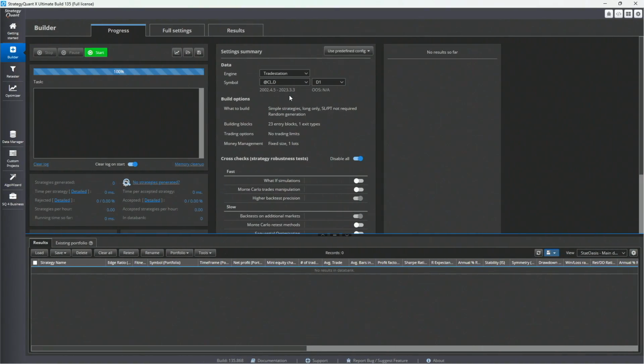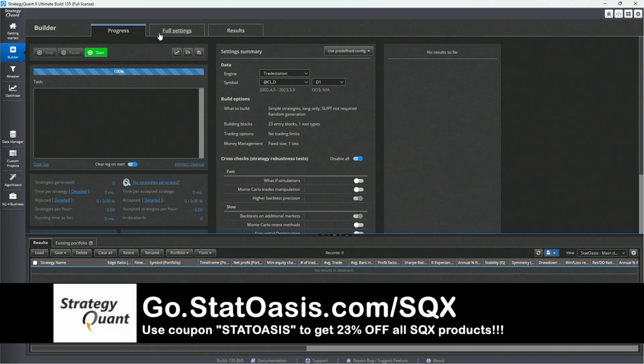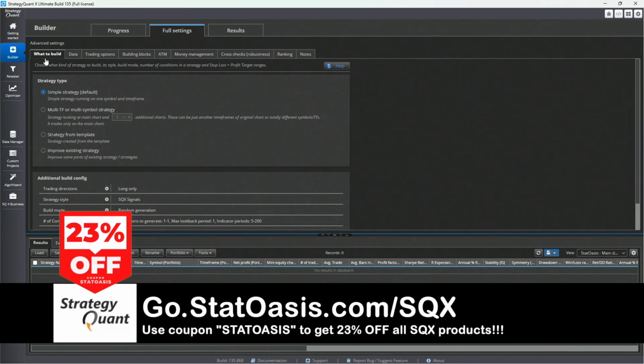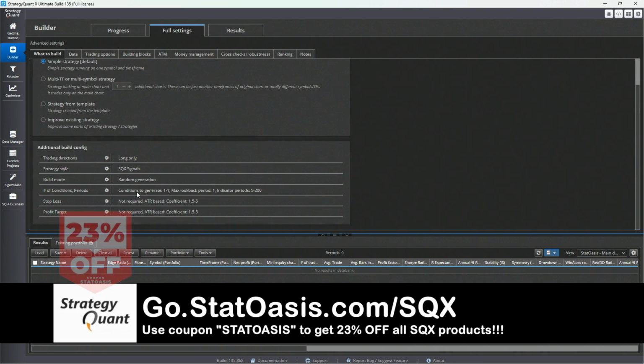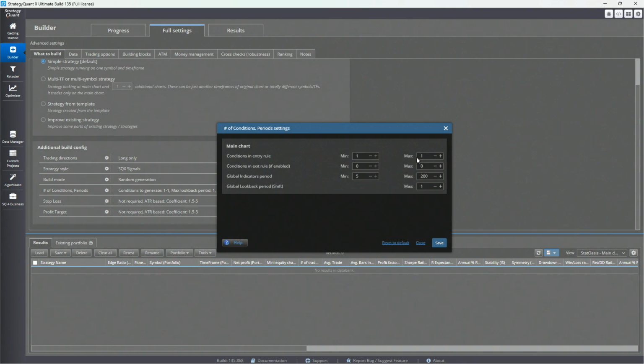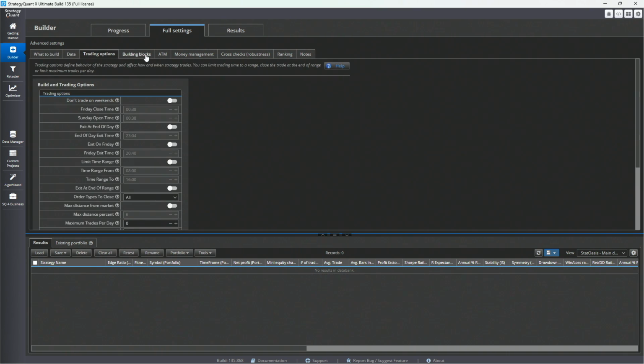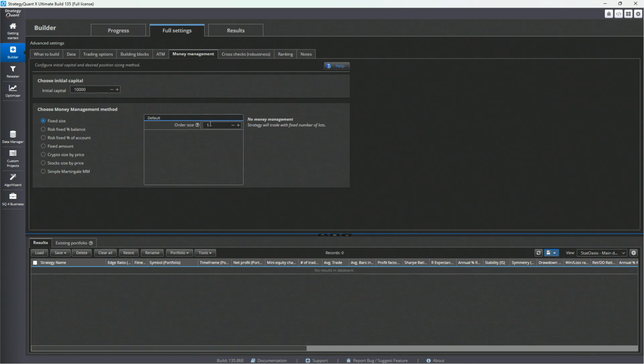So here we are in Strategy Quant X and I'm using TradeStation crude oil on daily bars. If we go to full settings, what to build: simple strategy, long only, random generation, and conditions 1. So I just want 1 and I'll show you what I will pick. And then stop loss and profit target is not required. Nothing in trading options, and money management I'm using 1.